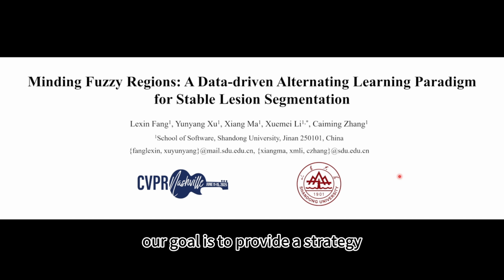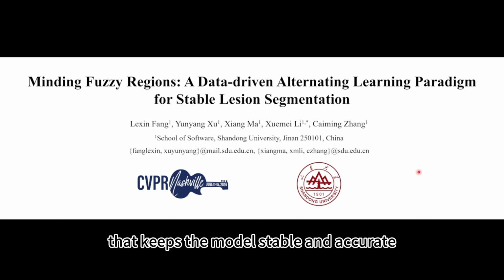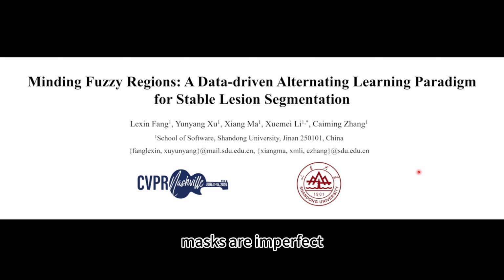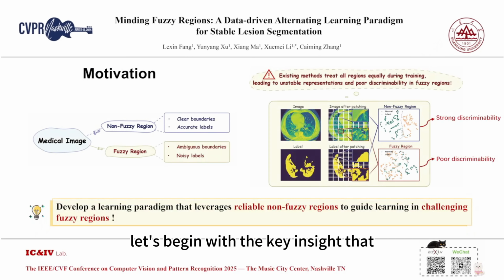Our goal is to provide a strategy that keeps the model stable and accurate, even when ground truth masks are imperfect. Let's begin with the key insight that not all pixels are created equal.